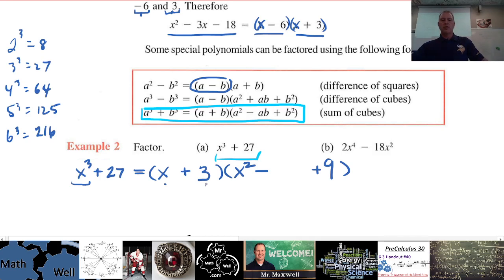And finally, just do 3 times x, and that's the value that goes here. Questions? Will there be a difference of not perfect cubes? Because we went over the square. Yeah, difference of not perfect cubes. Yeah, you can treat numbers as cubes.